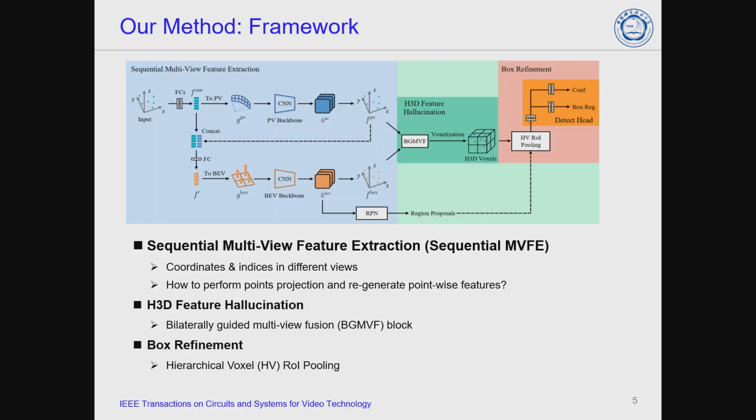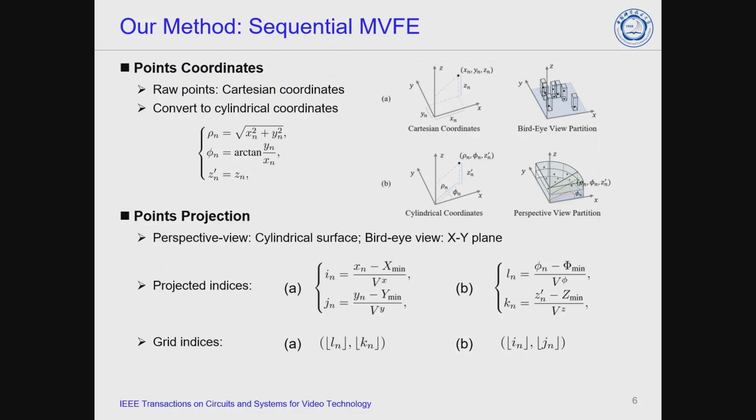Below, we list several key points for our methods. And we will elaborate these designs in the following slides. To project points into the perspective view, we need to convert the coordinates of points from Cartesian coordinates to cylindrical coordinates. In the perspective view, the points are projected to the cylindrical surface. And in the bird-eye view, the points are projected to the xy plane.